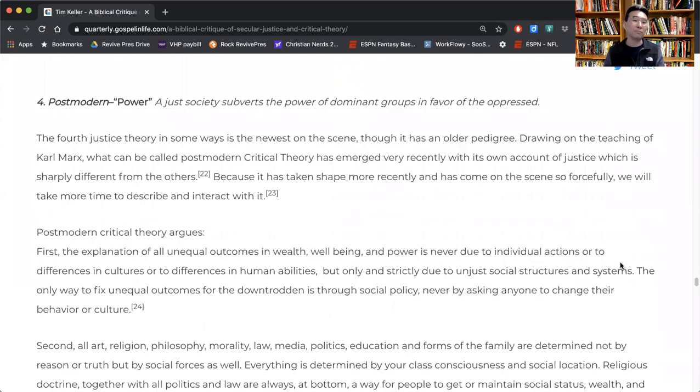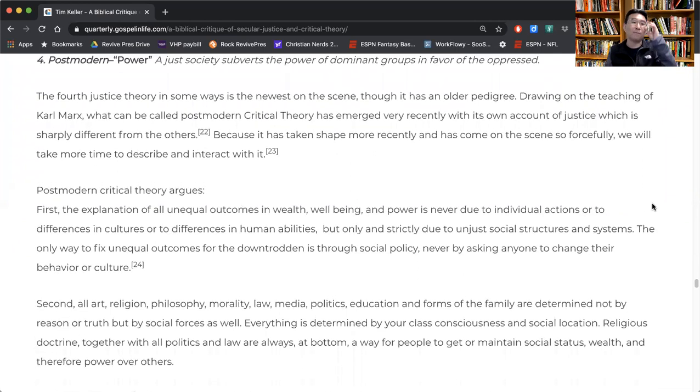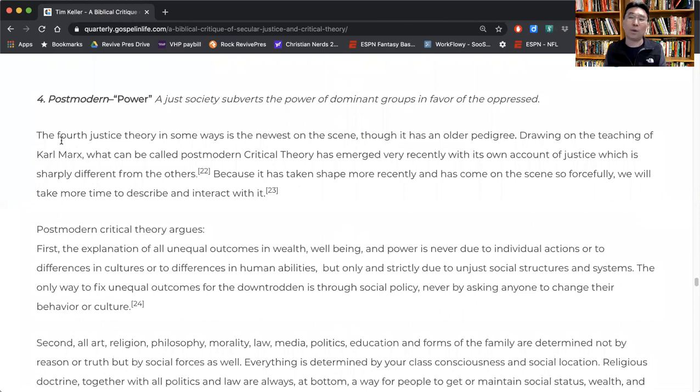A just society subverts the power of dominant groups in favor of the oppressed. In other words, it takes away some of the power from the dominant group in order for the weaker group or the oppressed group. That's really the goal of this understanding, because power is what is really important here. That's the goal of this view of justice.